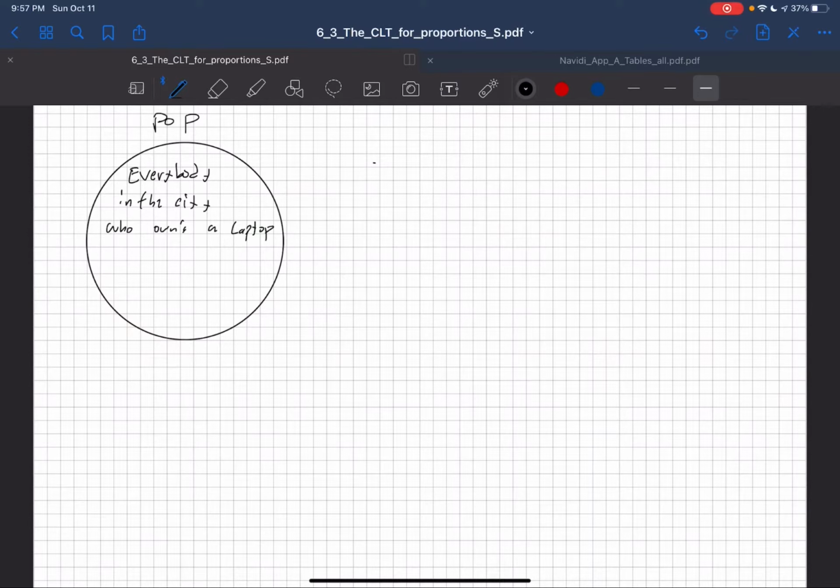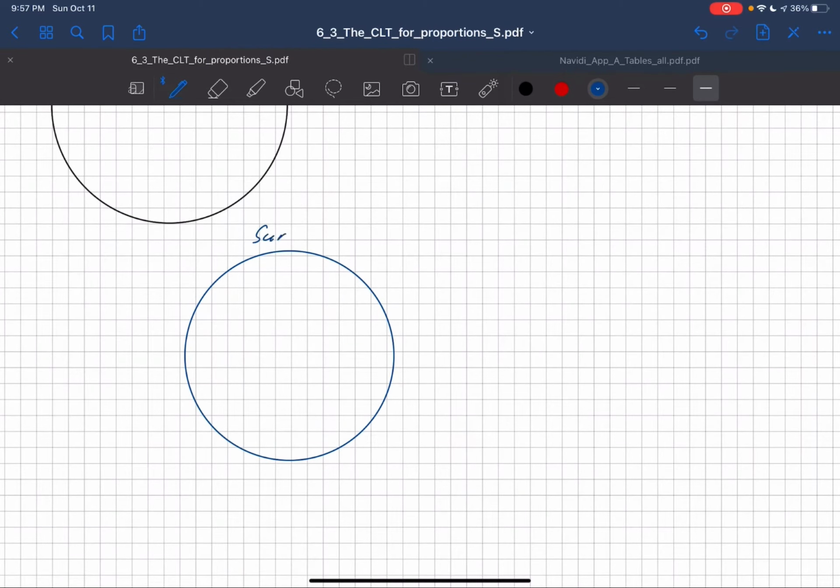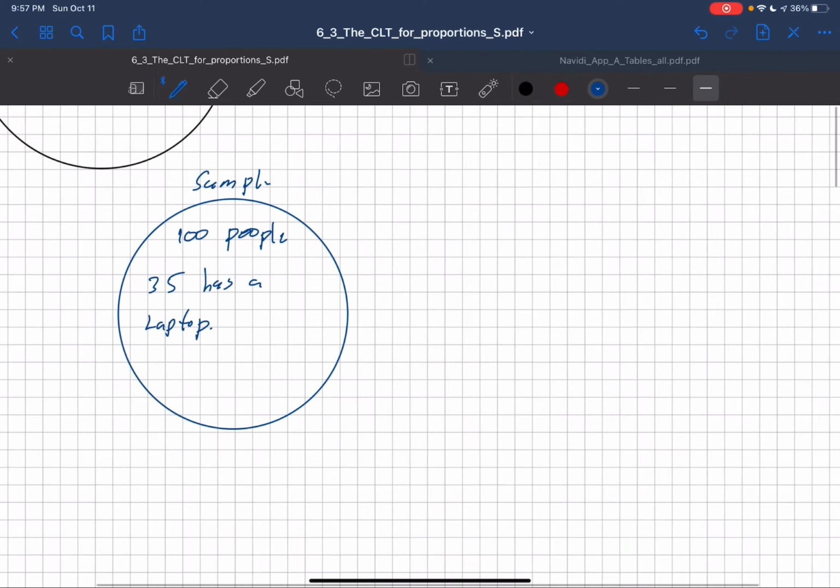So what she does is she takes a sample of, let's say, 100. So let's say this is her sample. Let's say there's 100 people inside. And out of those 100 people, 35 have some sort of laptop. Okay, so here the sample proportion, and we call it p hat. So this little arrow, I guess, is called a hat. So p hat is 35 over 100.